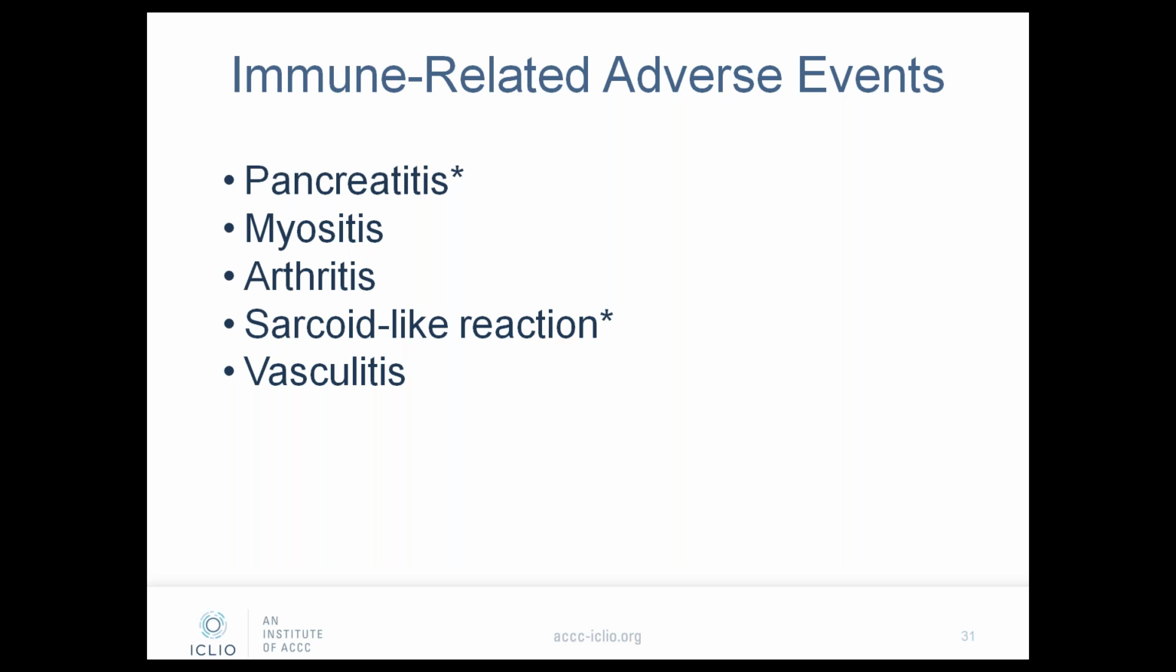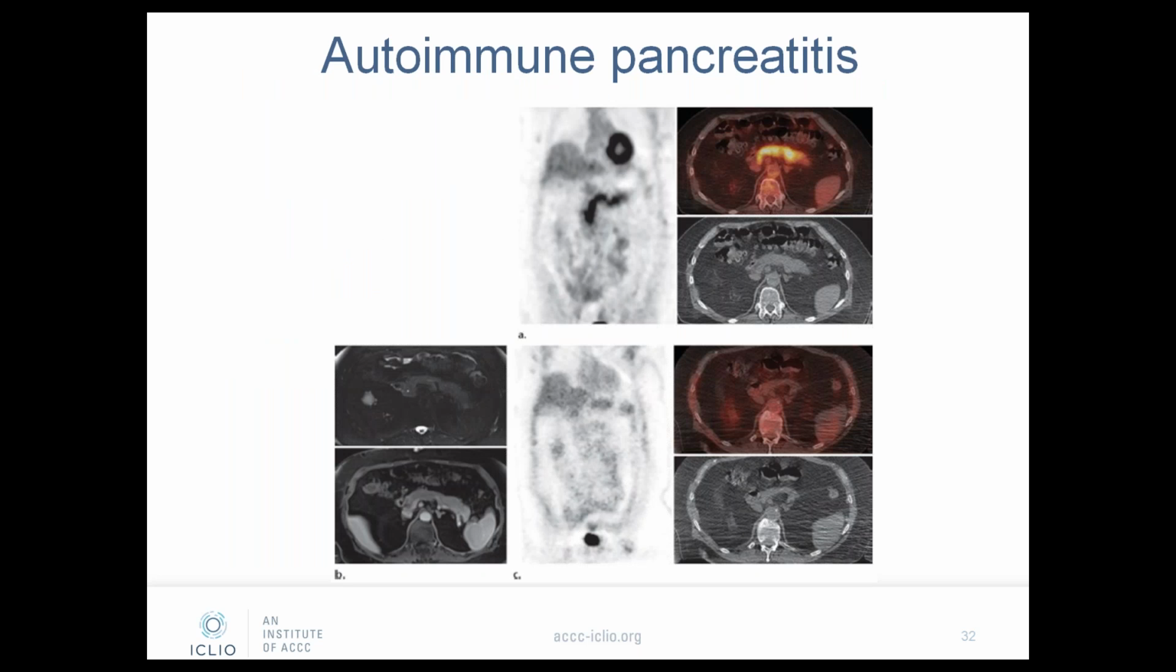Next slide. Additional immune-related adverse events that we look for are pancreatitis, myositis, arthritis, a sarcoid-like reaction, and vasculitis. Next slide. Here's an example of autoimmune pancreatitis. Again, the theme here is the same. So it's not the specific imaging findings that I want to harp on.